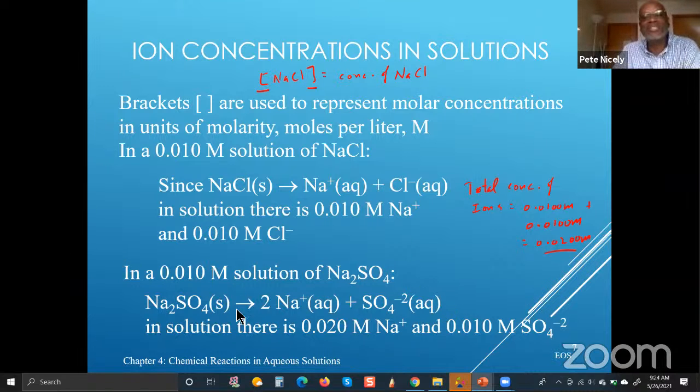So that is something that you need to be aware of when it comes to determining the concentration of ions of a solution of an ionic compound. You have to take into account the dissociation, the number of moles of the ions present or formed per mole of the original compound that goes into the solution.